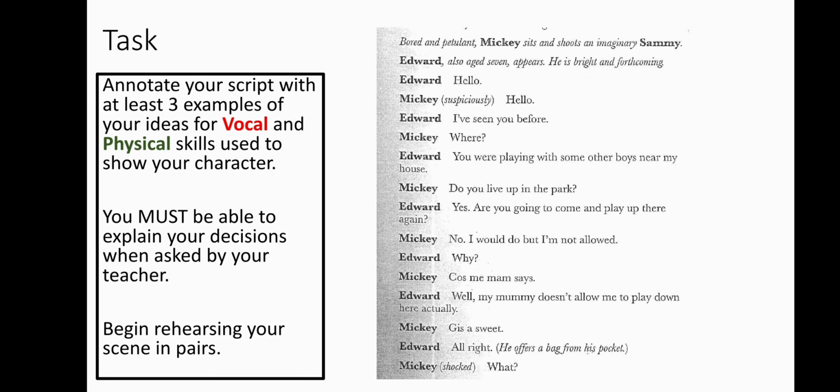Using the sheet provided, annotate your script with at least 3 examples of your ideas for vocal and physical skills used to show your character. You must be able to explain your decisions when asked by your teacher. If you're in class, you can begin rehearsing your scene in pairs. If you're working from home, you may wish to vocally portray both Edward and Mickey, or select some lines of dialogue and then write down what vocal and physical skills you would wish to use.